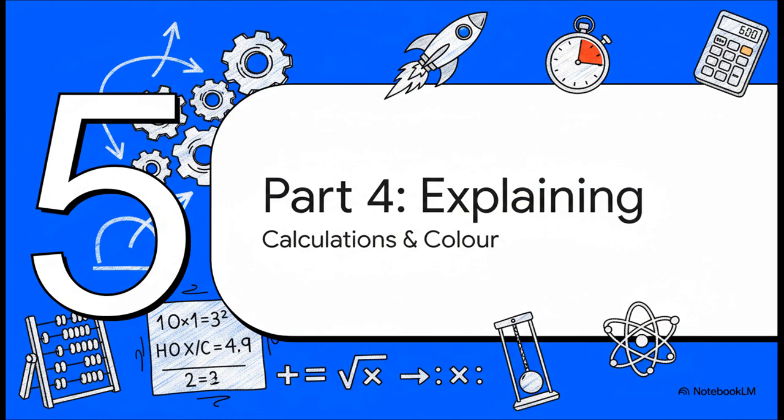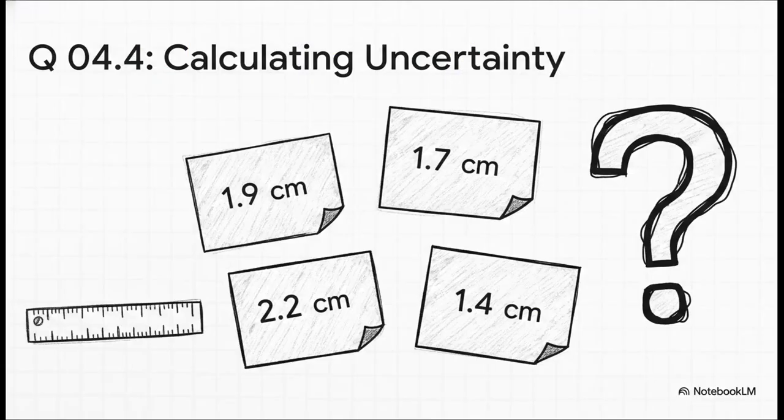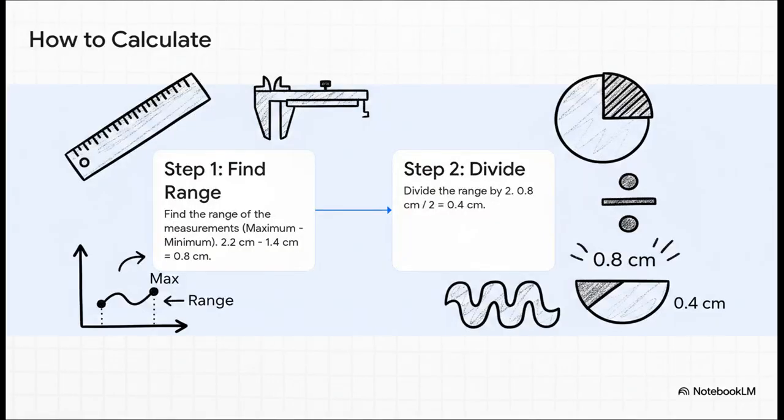We're on the home stretch now. Let's tackle the final 2 parts. These test your calculation skills and your ability to apply physics principles to a real-world problem. So, question 04.4 gives us a set of 4 measurements for the image distance: 1.9, 1.7, 2.2, and 1.4 centimeters. Our task is simply to calculate the uncertainty. And again, there's a simple 2-step method for this.